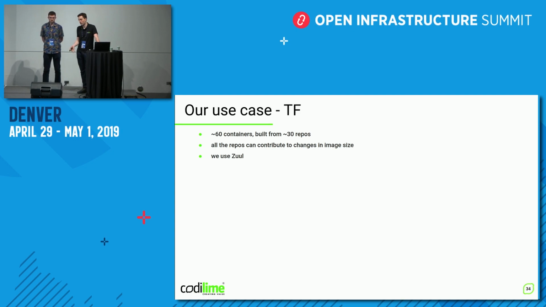And in our use case, we are contributing to the Tungsten Fabric project, and we have around 60 containers built from around 30 repos. The deployment architecture of the project is similar to OpenStack Kolla, so it's entirely container-based. And there's no strict distinction between which repos are used in which container. So in fact, every review, every change to the projects can impact build performance in different containers. And it will be important later that we are using Zuul as a CI system. And we want to show you some examples of analyzing the performance in our project.